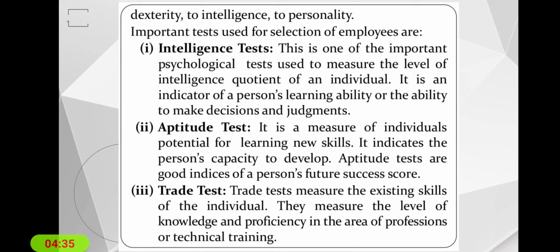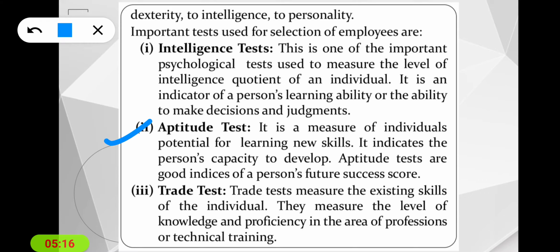The intelligence test measures the mental ability, mental capacity and general intelligence of the candidate. Most of these tests are framed by psychologists. The test usually includes verbal comprehension, word fluency, memory, reasoning, speed of perception, spatial ability, etc. This is one of the important psychological tests used to measure the level of intelligence quotient of an individual. It is an indicator of a person's learning ability or the ability to make decisions and judgments.